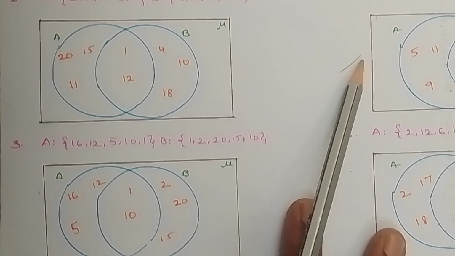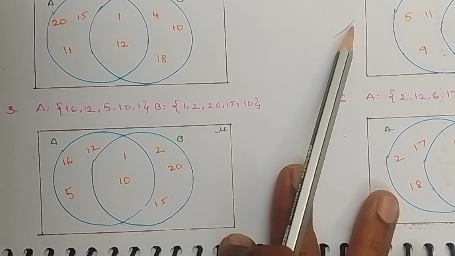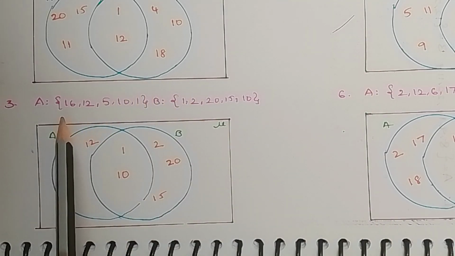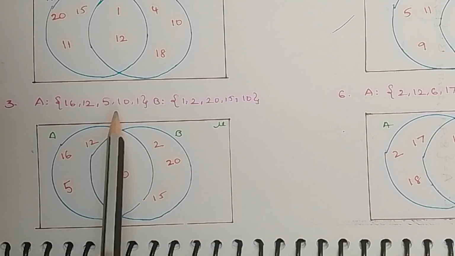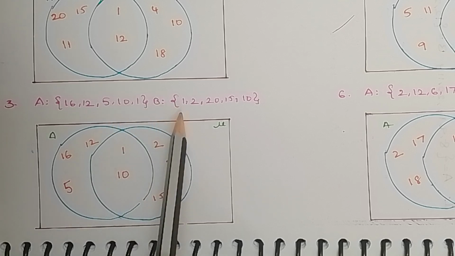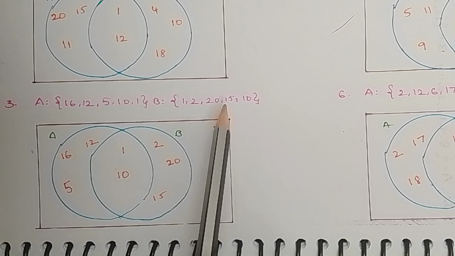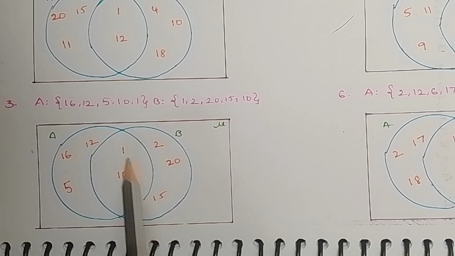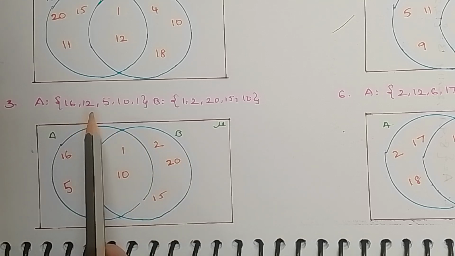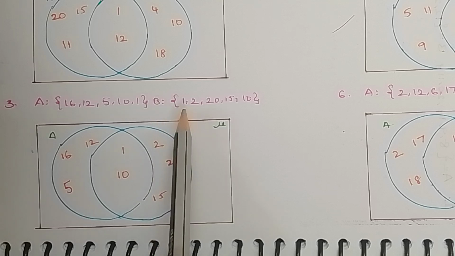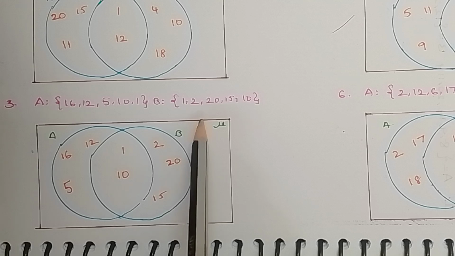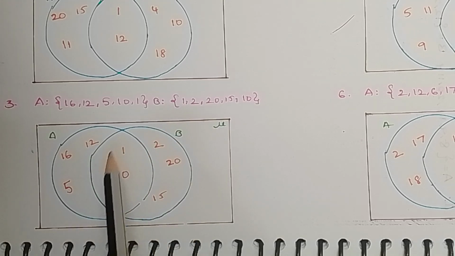So coming to the third sum. Set A is given as 16, 12, 5, 10 and 1. Set B is given as 1, 2, 20, 15 and 10. Among these two sets, which elements are repeated? 1 is in set A and 1 is also in set B. 10 is in set A and 10 is also in set B. So that we write in this middle region.